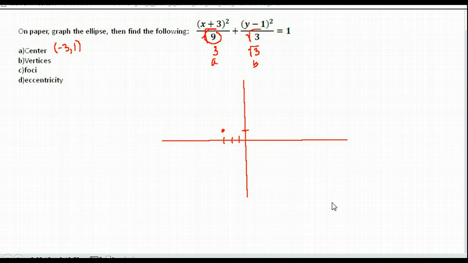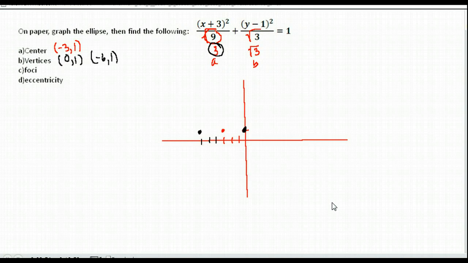Okay, to find our vertices, again, our A, the larger number, is on our x, so it's going to go horizontally and by a distance of 3. So we're going to go 3 to the right and 3 to the left of our center. And there are our vertices. Notice the y value doesn't change because we're going horizontally. So we end up with (0, 1) when we add 3, and when we subtract 3, we get (-6, 1). There are our vertices.